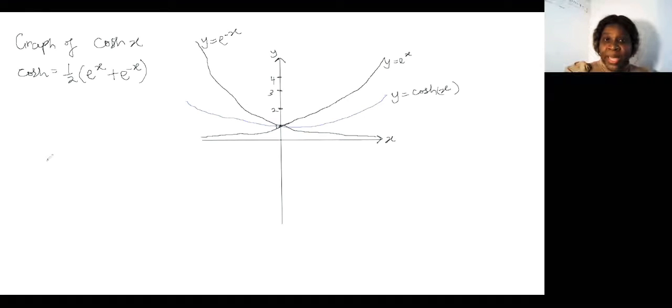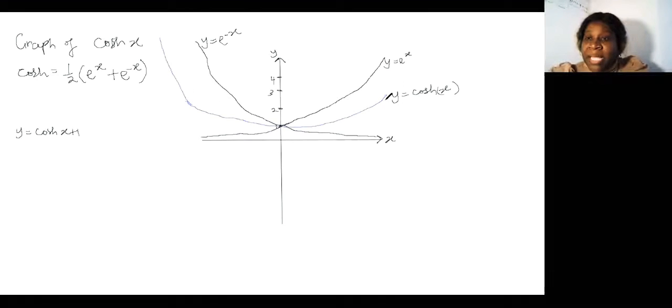Let's say you have y is equal to cosh x plus 1. That is just telling the graph to slide itself up by 1. So nothing is going to change, except that this graph is not going to start from 1. You're going to slide it up by 1, so it's going to start off from 2, and everything else will remain the same. Let me draw this up a little bit more so that I can demonstrate to you.